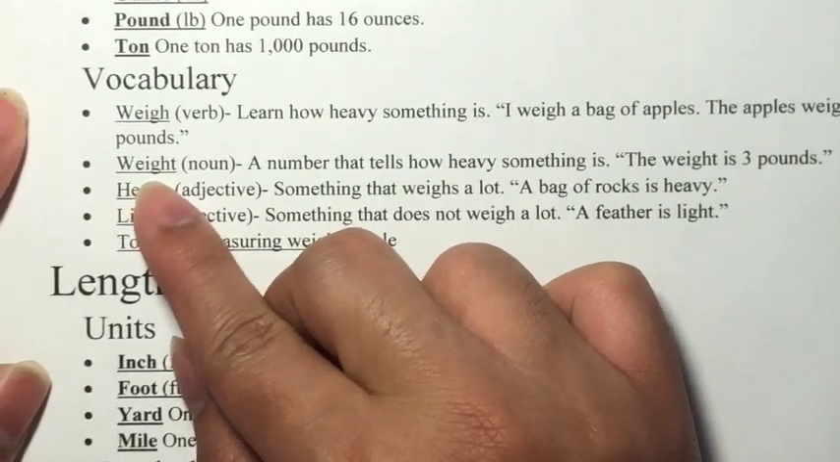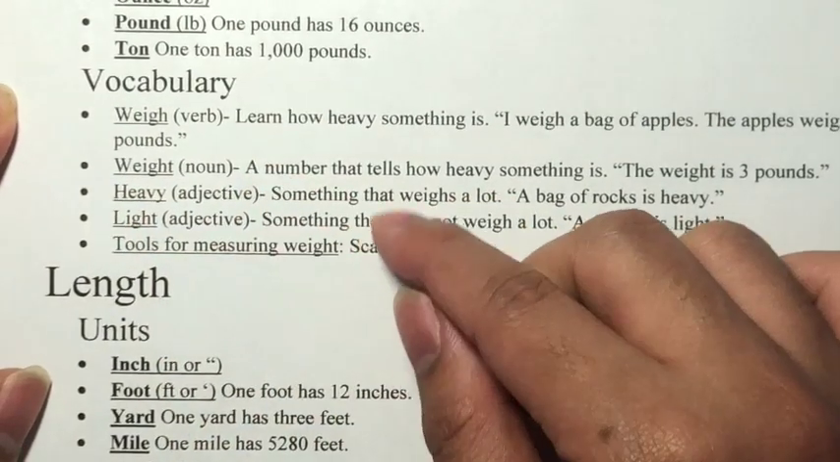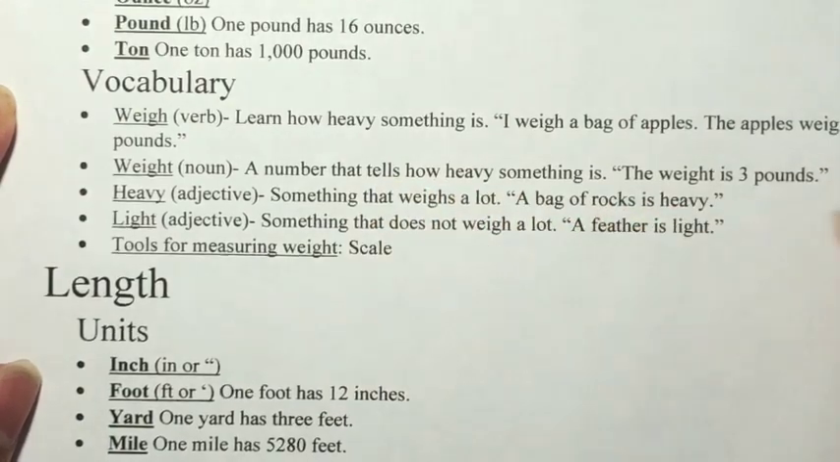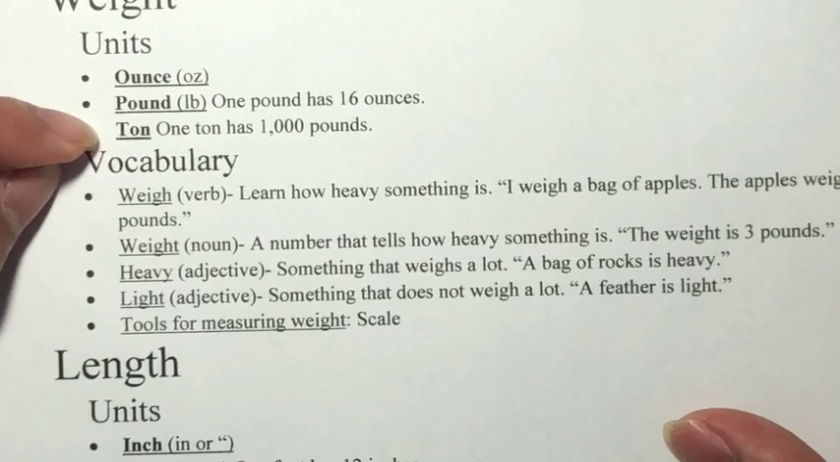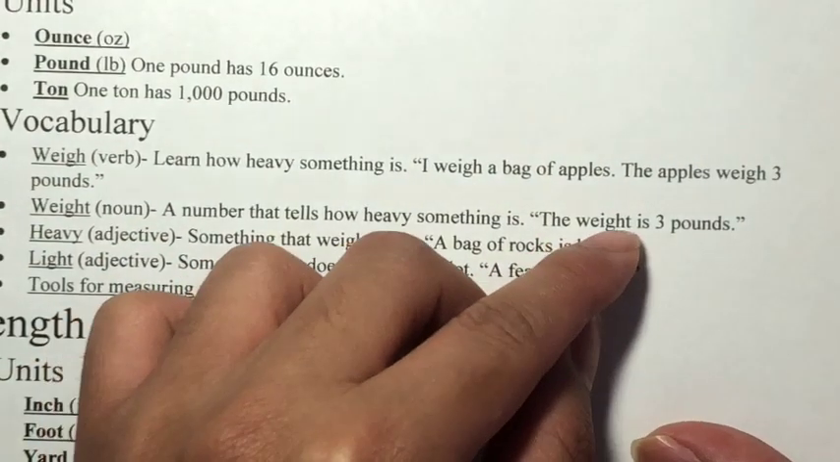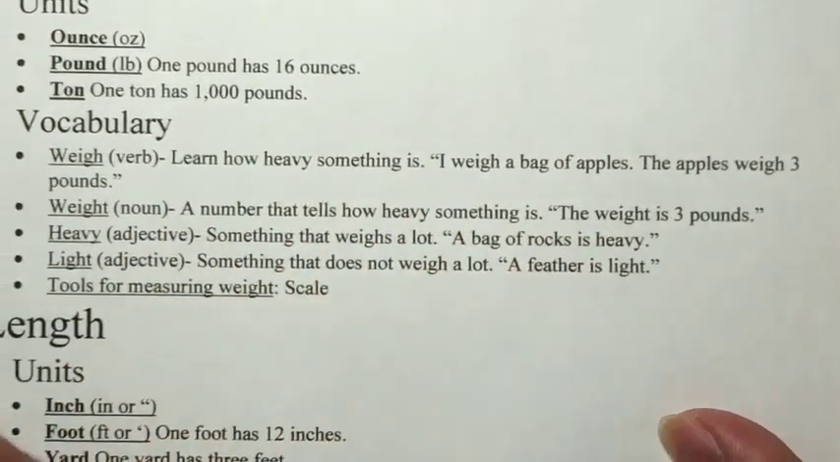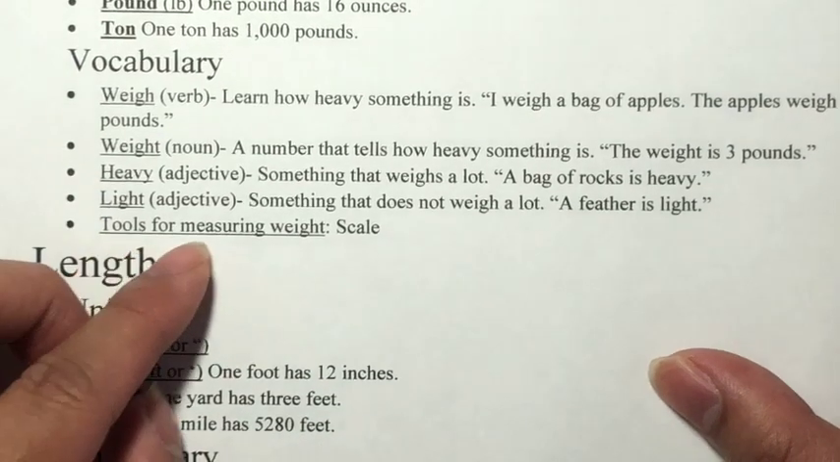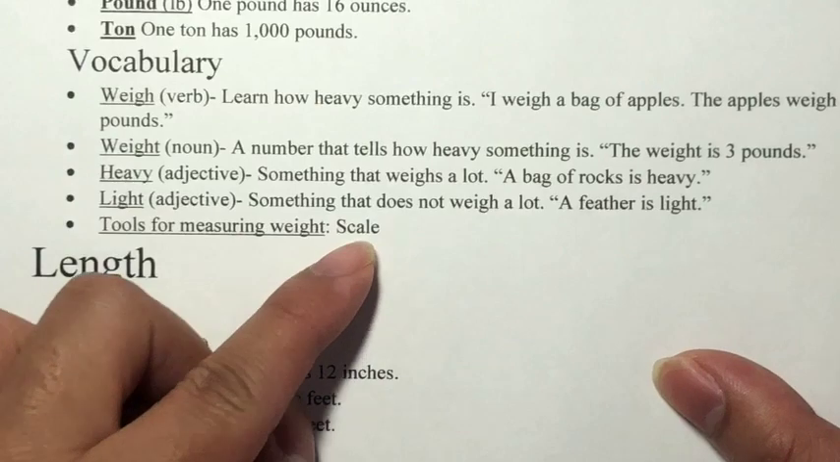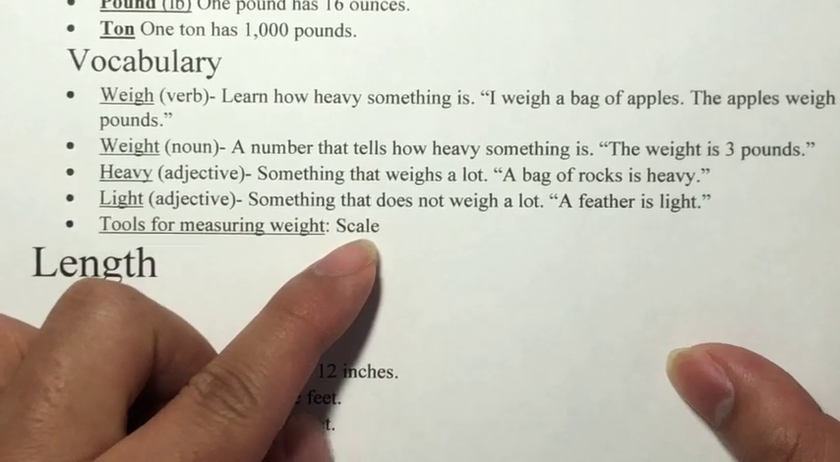Weight. Weight is a noun. Weight is a number that tells you how heavy something is. Usually the weight is using ounces, pounds, or tons. So the weight of the apples is 3 pounds. And then we have heavy and we have light. Tools for measuring weight. A scale. You use a scale to measure weight.